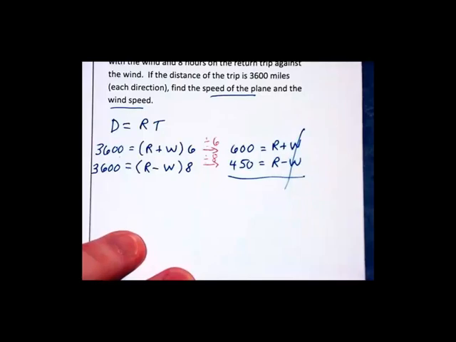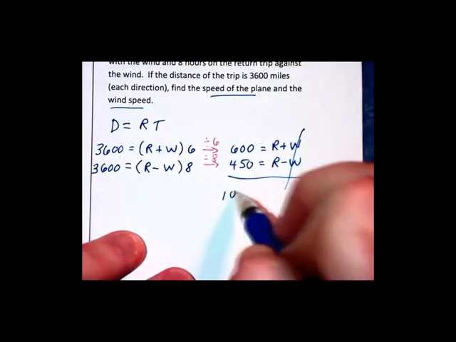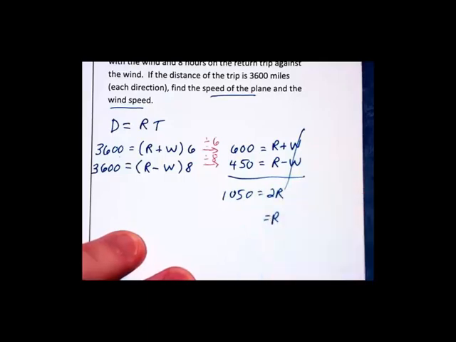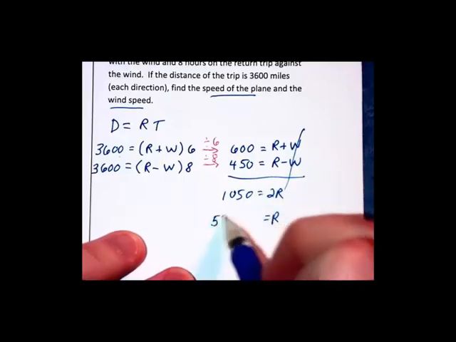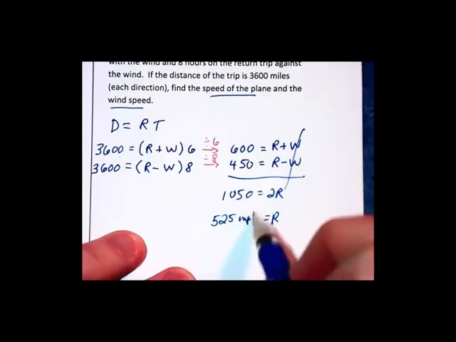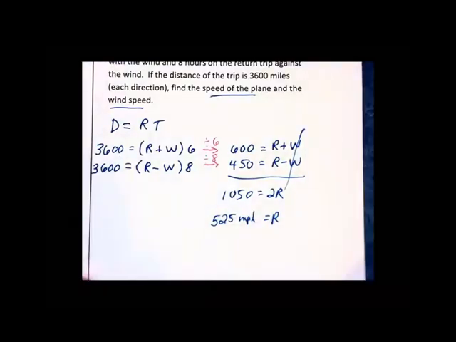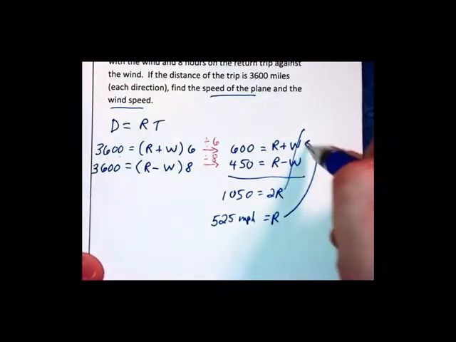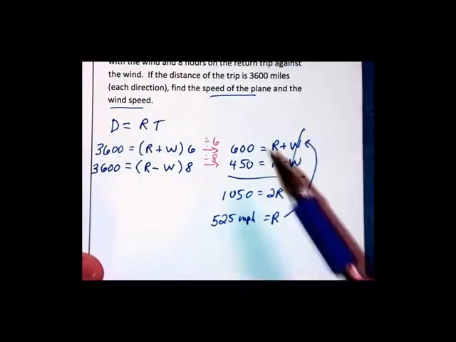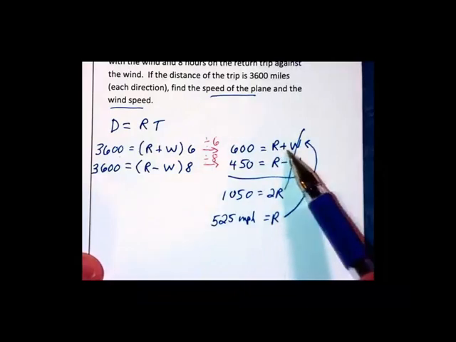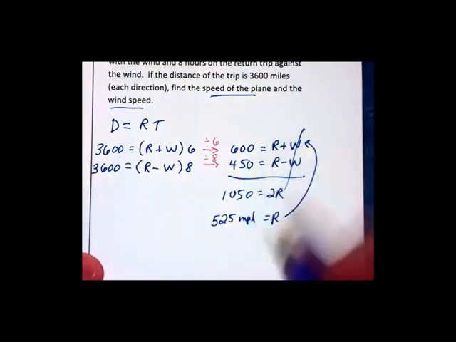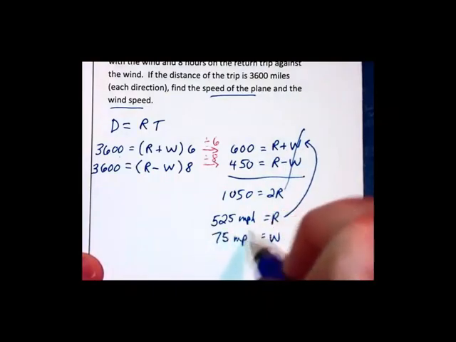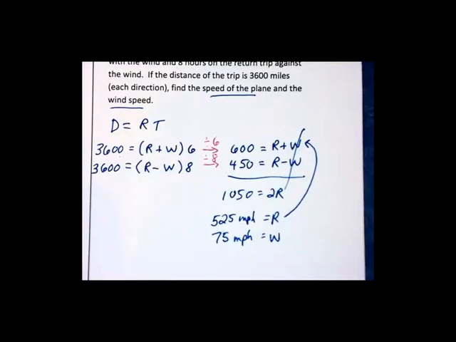Adding down, those W's cancel. We get 1,050 is equal to 2R. Therefore, dividing through by 2 gives us 525 miles per hour as the speed of the plane. We're then going to substitute back into one of the original equations. I choose the top one there. 525 for R plus what makes 600? It turns out the wind is 75 miles per hour on this problem.